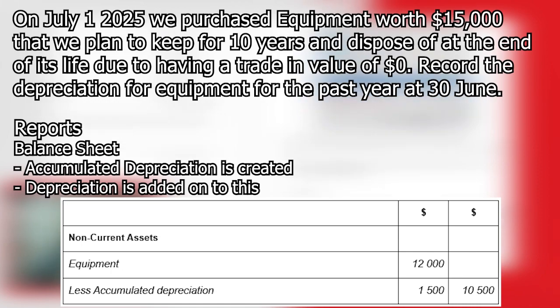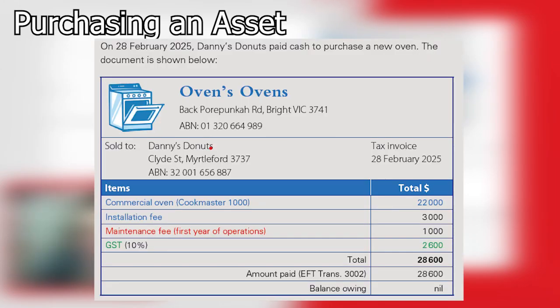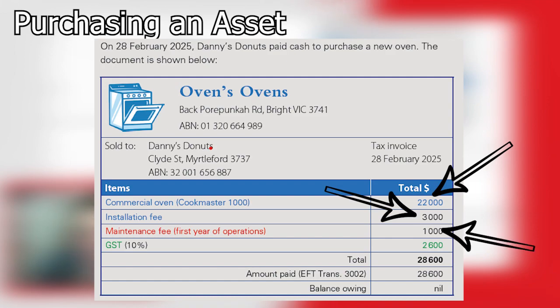Now, depreciation, purchasing an asset. I want to talk about buying an asset, just buying here. We're presented with the following document from Ovens. They purchase a commercial oven for $22,000. They pay an installation fee of $3,000, and then they pay a maintenance fee for the first year of operation only. The GST total is $2,600 because it's 10%, and the total amount that they have paid in cash is $28,600.